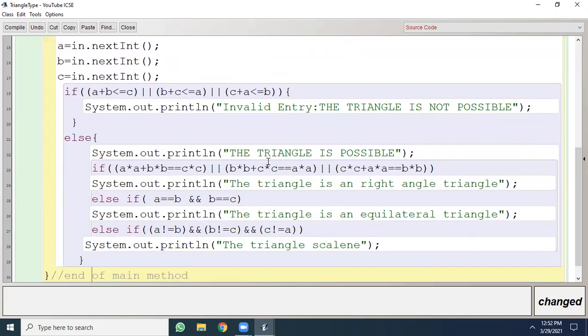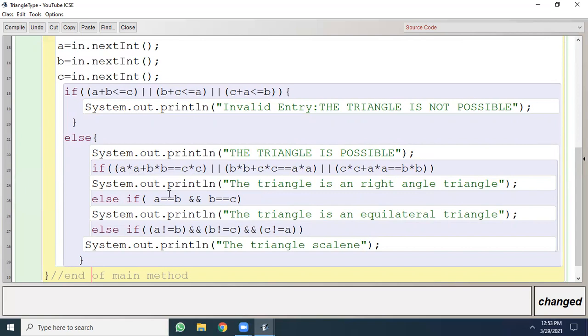System.out.println, the triangle is possible. Now what type of triangle is possible? Let us see. If a*a + b*b is equal to c*c, or b*b + c*c is equal to a*a, or c*c + a*a is equal to b*b, that means if the sum of squares of two sides of a triangle is equal to the square of the third side, then the triangle is a right angle triangle.